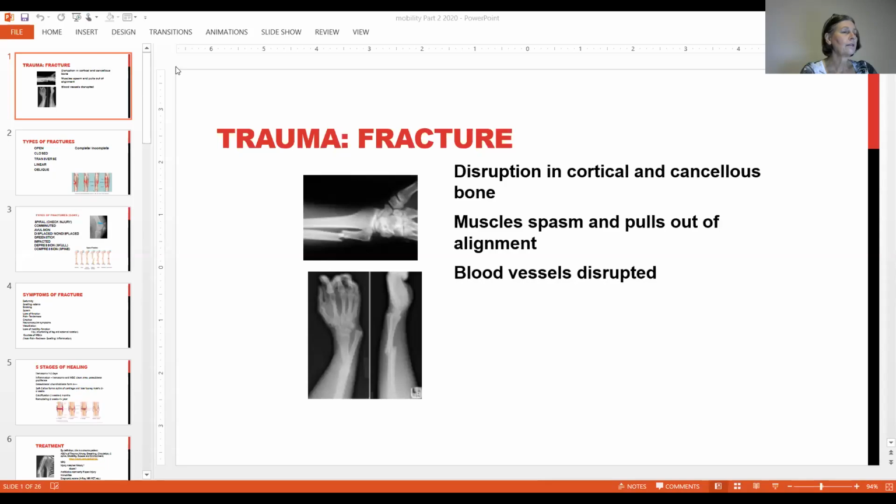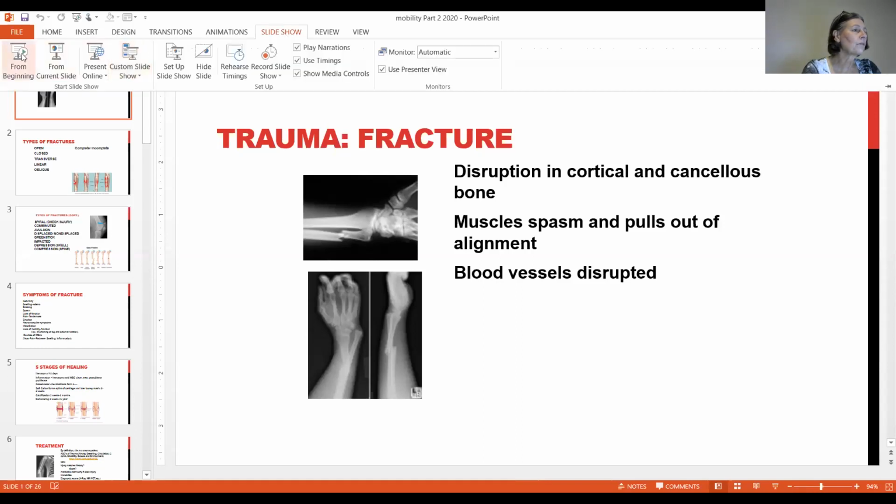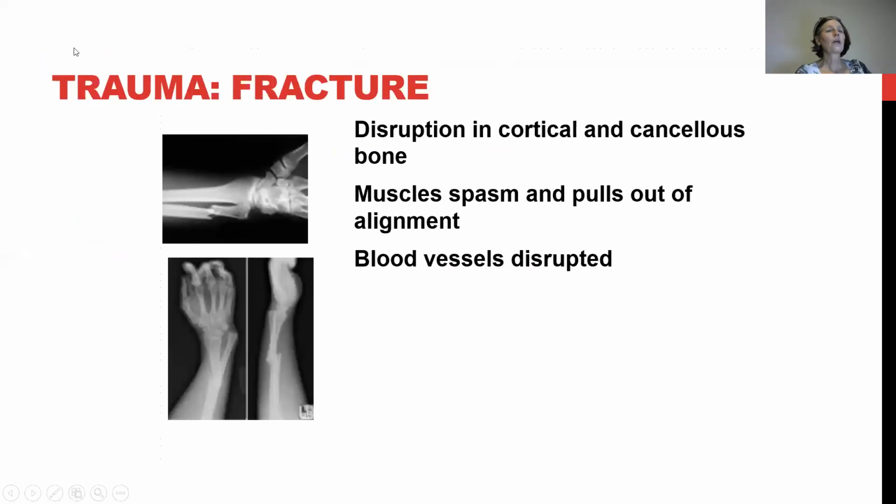So we're going to work on mobility. We're moving into the fractures, traction, casting, and compartment syndrome period of this lecture. I'm going to share my screen with you, and we'll go into the PowerPoint. All right, slideshow from beginning. Okay, so we're going to talk about fractures, like I said.